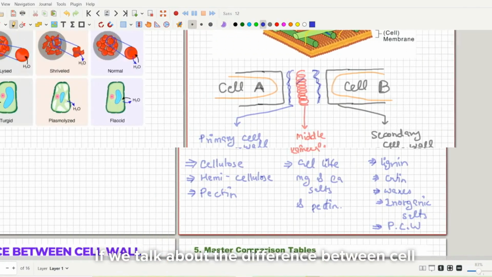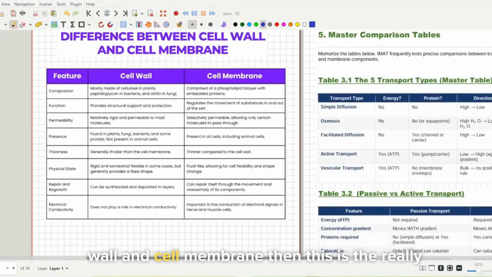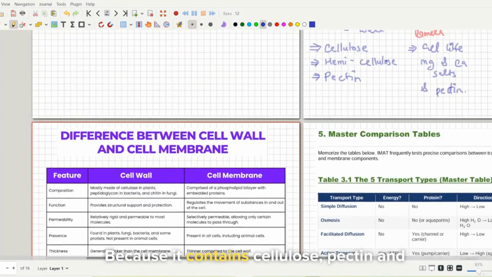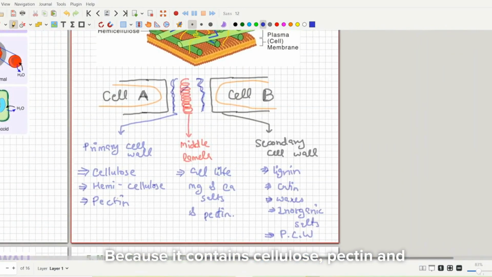If we talk about the difference between cell wall and cell membrane, then this is a really great table to understand this topic. If we talk about composition, cell wall is mostly made up of cellulose, and cell membrane is made up of phospholipid bilayer and proteins and carbohydrates. And if we talk about the function of cell wall, it is really hard. Why is it hard? Because it contains cellulose, pectin and hemicellulose.